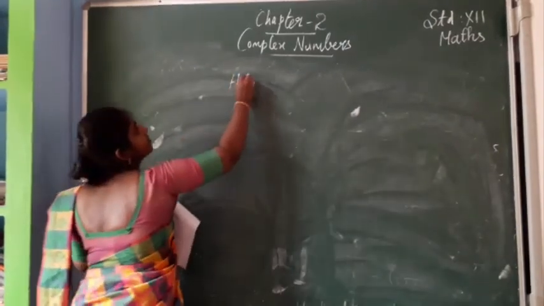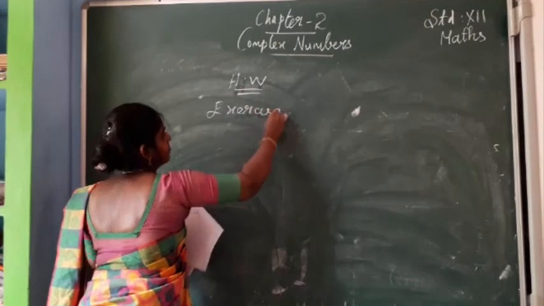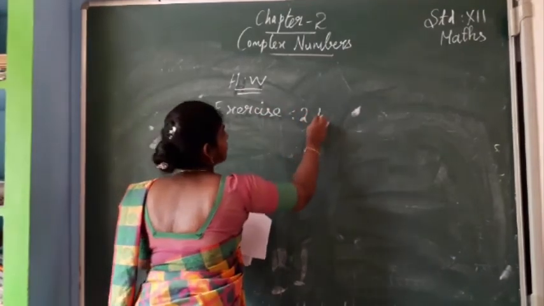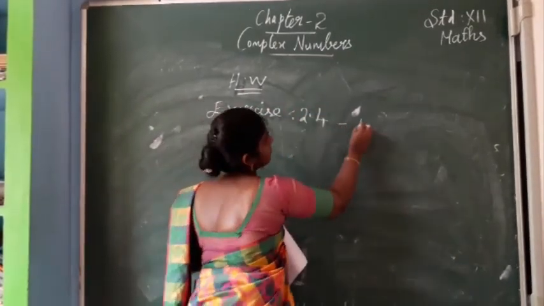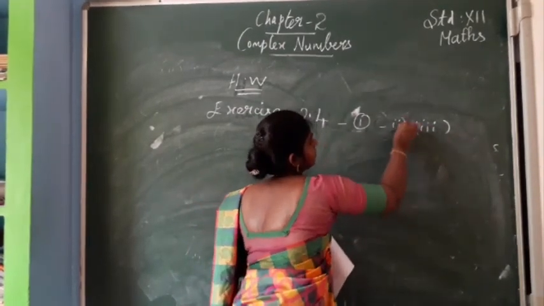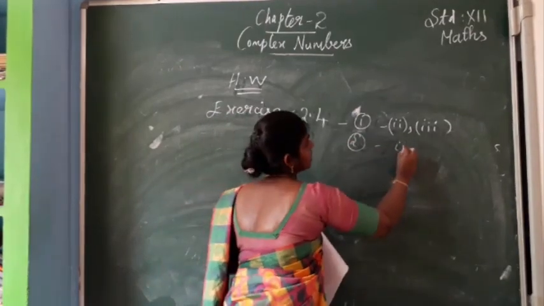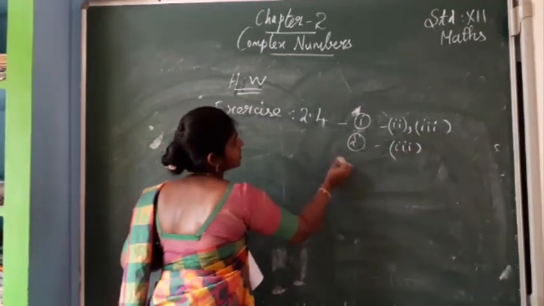Homework, exercise 2.4: first problem, second part and third part; second problem, third part; and the seventh problem.